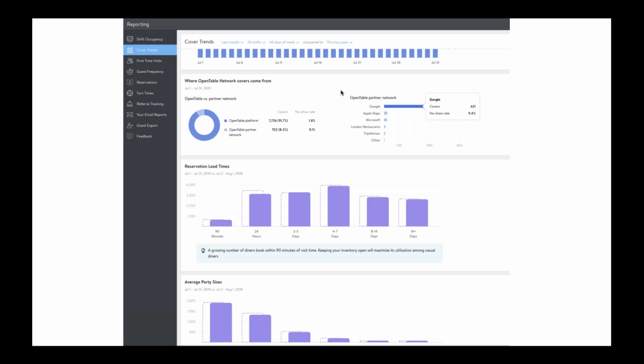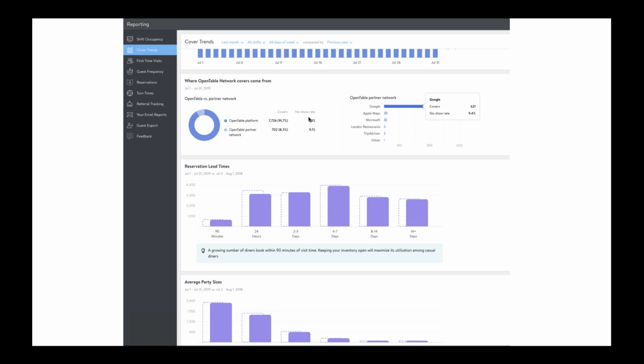Generally, about 10% of covers come from partnerships like Google, Apple Maps, Microsoft, TripAdvisor, Zagat, Yahoo, or Bing. We have a bunch of them. What we show here is a breakdown of OpenTable network covers from our platform versus our partners. For this restaurant, 91.7% still come from OpenTable, and the partnerships are right about 8.3% for this last month, compared to last year.